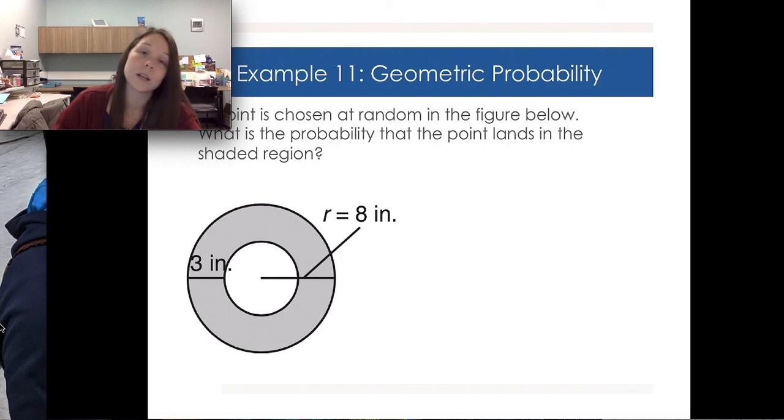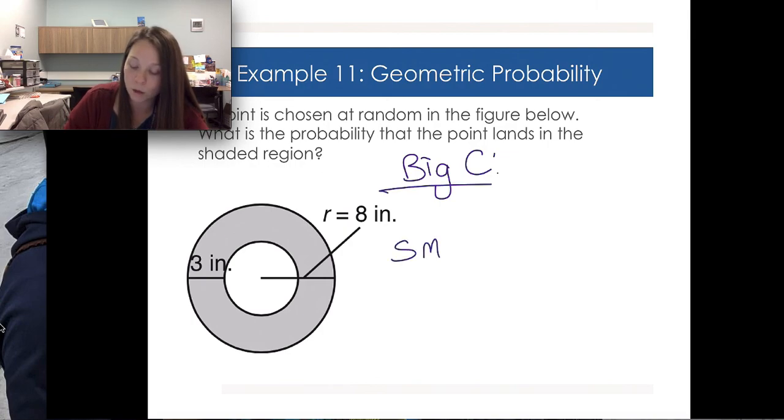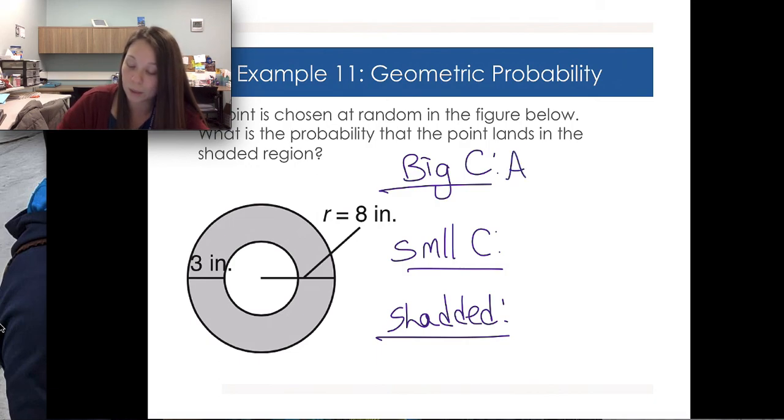Example 11. So here we have a circle. It says a point is chosen at random in the figure below. What is the probability that it lands in the shaded region? So first, we need to find the area of the large circle. Then we need to find the area of the small circle. And then we need to find the area of the shaded region by subtracting the 2 above. Area for a circle is pi r squared. So I'm going to have pi times 8 squared for the area of the big circle. So that's going to be 64 pi.